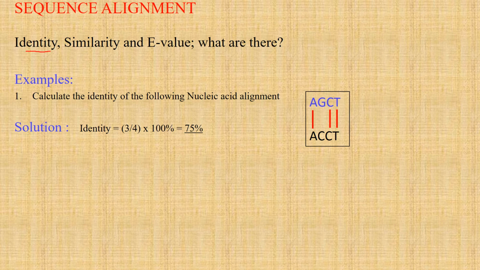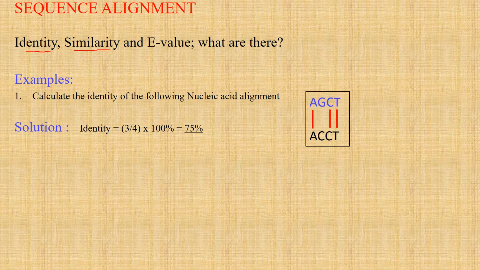Okay, so we have put two words here, identity and similarity. What are they? Identity is the ratio of the number of residues in the query sequence that are identical to residues in the subject sequence to the total residues found in the query sequence. While similarity is the ratio of the number of residues in the query sequence that are similar to residues in the subject sequence to the total number of residues present in the query sequence.